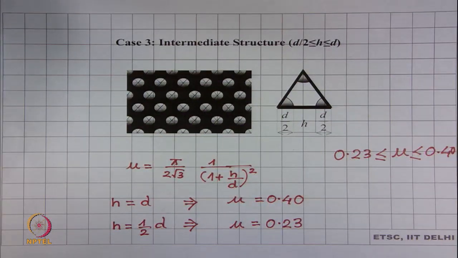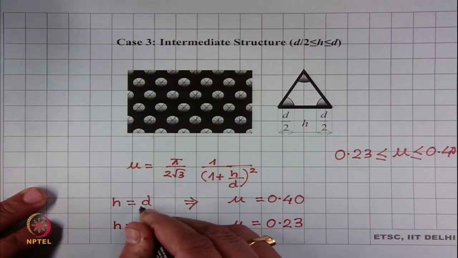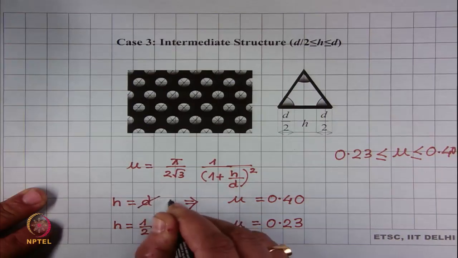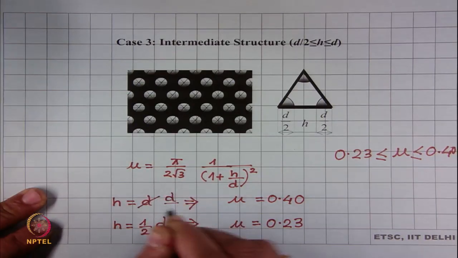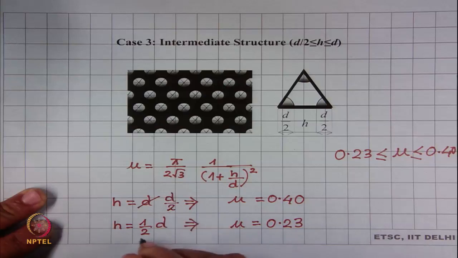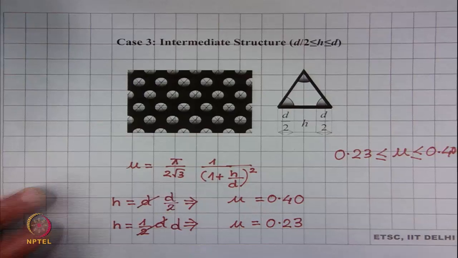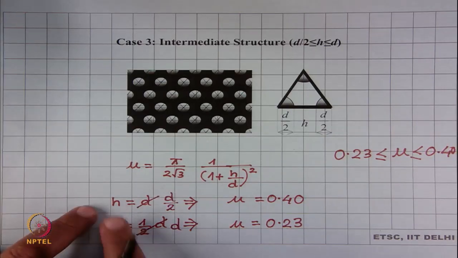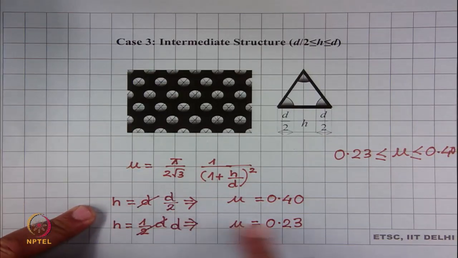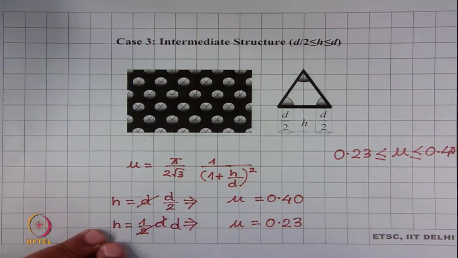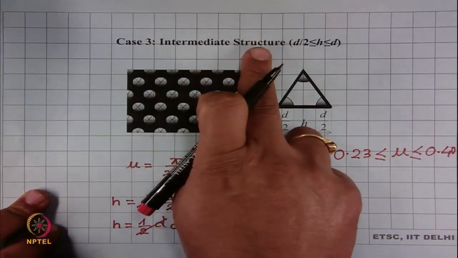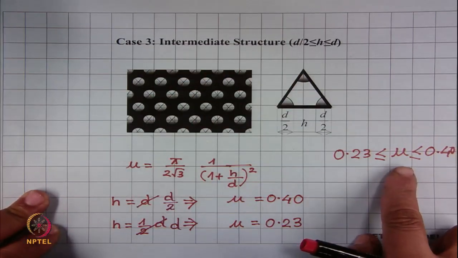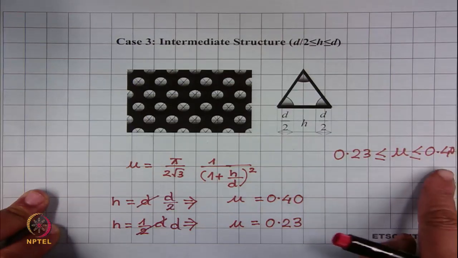Well, there is one small mistake here. In place of D, it will be D by 2, and here in place of D by 2 it will be D. So, when H is equal to D by 2, you will get mu is equal to 0.4, when H is equal to D you will get 0.23. So, in case of intermediate structure packing density ranges from 0.23 to 0.4.